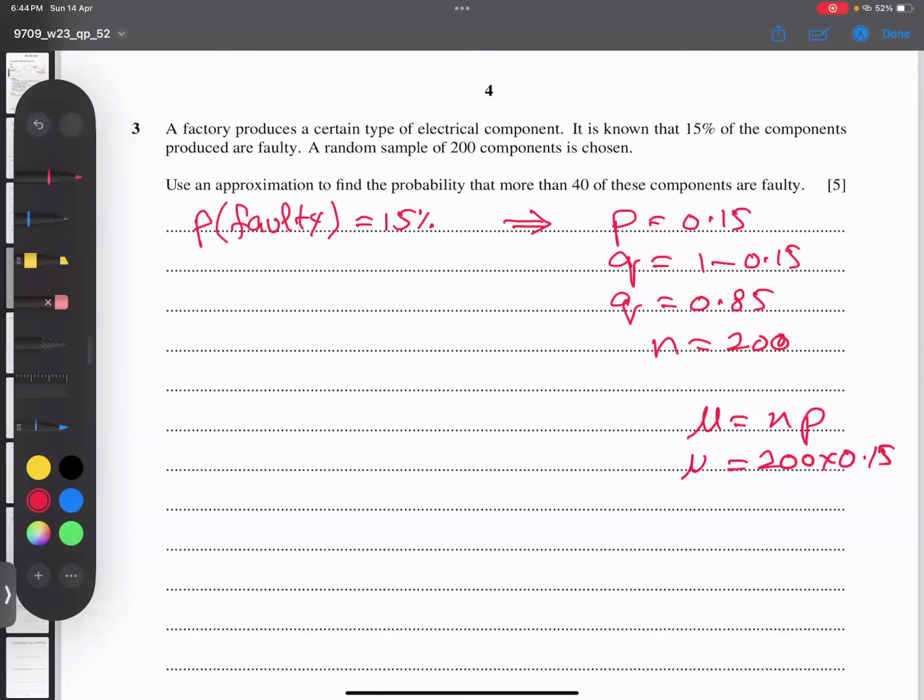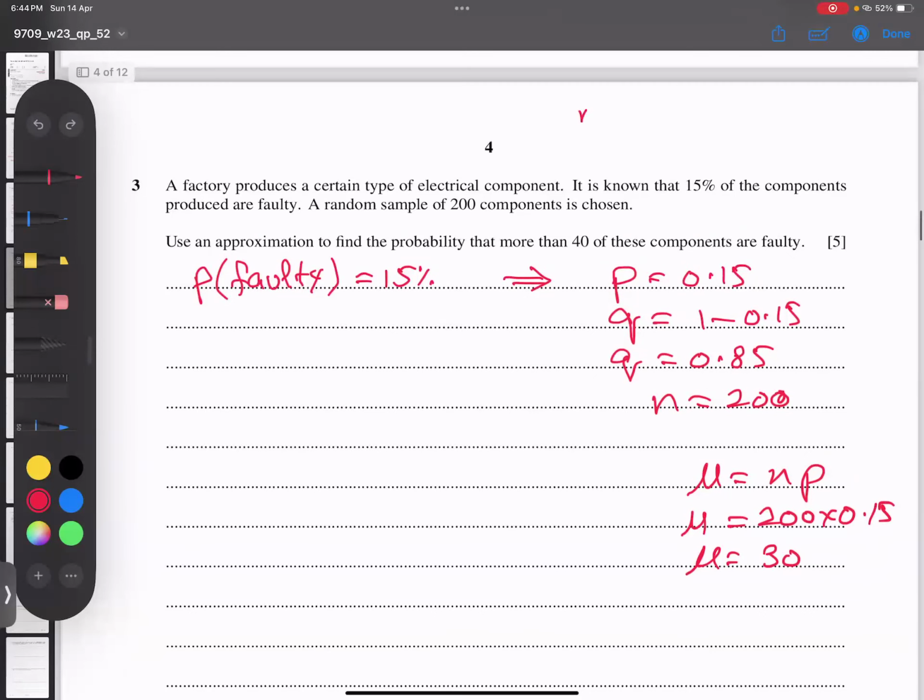And one more thing to understand, students: whenever I multiply 200 times 0.15, this value is 30, which is more than 5. And what is the rule? If the np value is more than 5, and the nq value, 200 times 0.85, is also more than 5, then we convert our data from binomial to normal distribution. And that I'm going to do now.